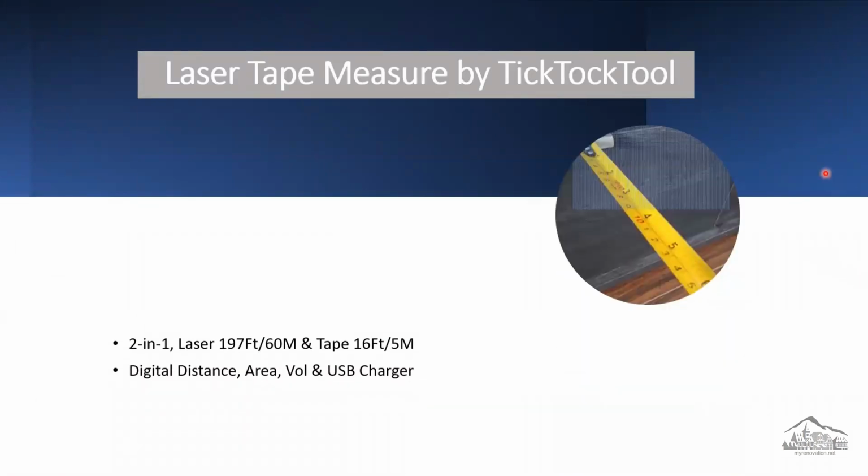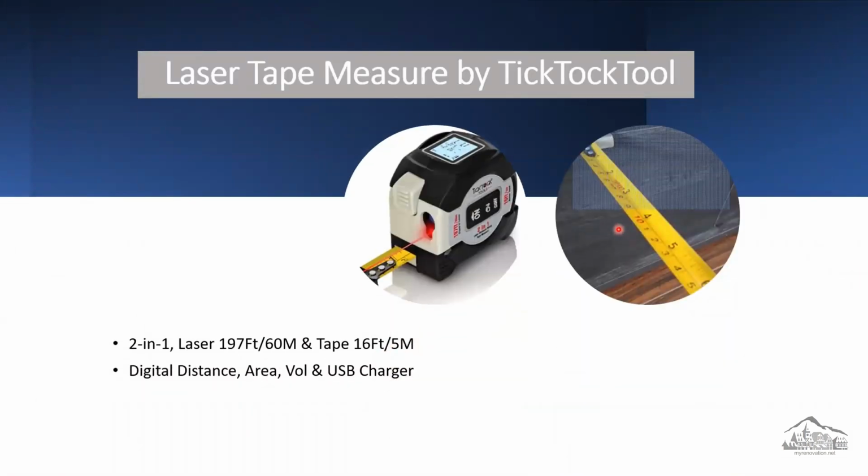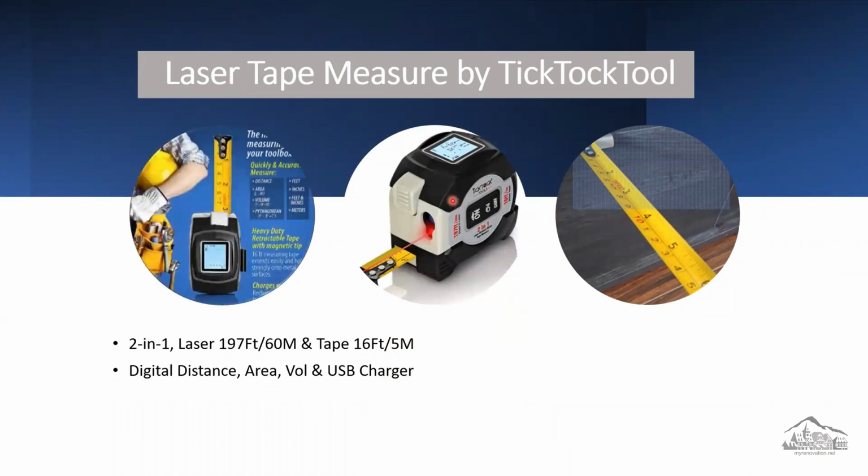The second tool is just a normal laser tape, by TikTok Tools. It's 2-in-1 because it is a laser tape and just a normal tape. As a normal tape it will give you 16 feet, and if used as a laser, it will give you up to 197 feet. This will also give you distance, area, and volume, and it also has a USB charger, and the price is $35.